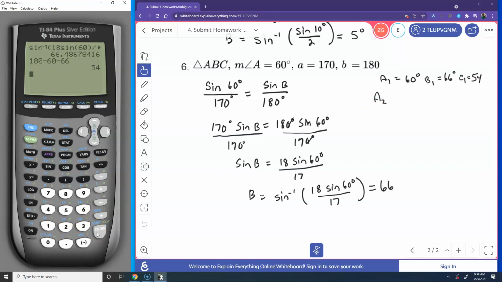So the second possibility is going to be 60 degrees. The second possibility for angle B is going to be 180 minus 66. It's 114. So now I'm going to add 114 plus the 60, which gives me 174. So that last angle is going to be very small. So it's going to be 6 degrees. So yeah, we have two triangles here.